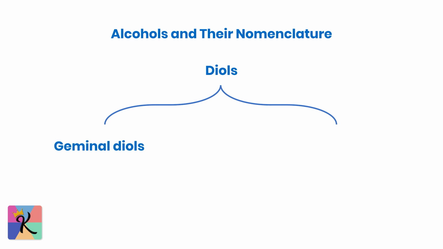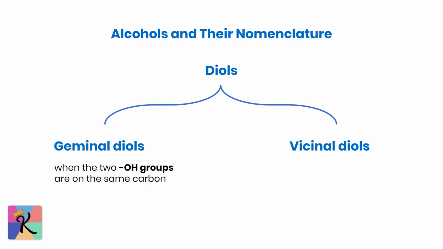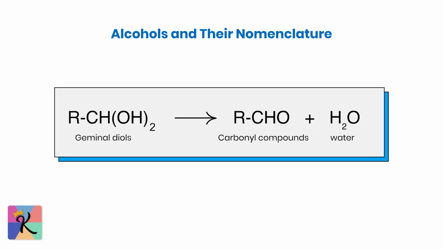Diols can be classified as geminal diols when the 2 hydroxyl groups are on the same carbon, and vicinal diols when they are on adjacent carbons. However, geminal diols are rarely seen because they often dehydrate to form carbonyl compounds.